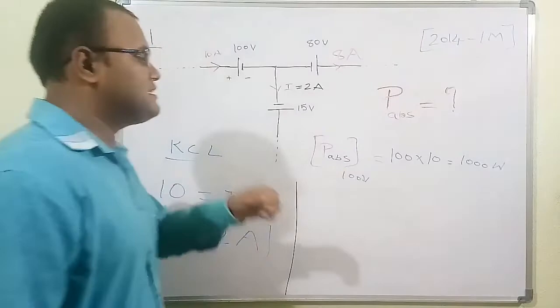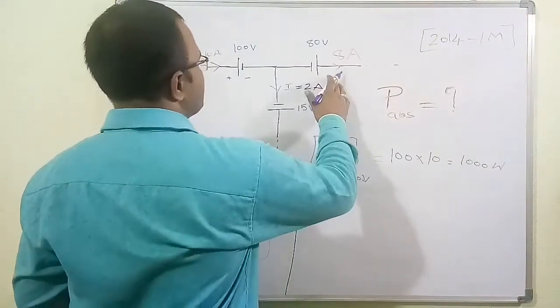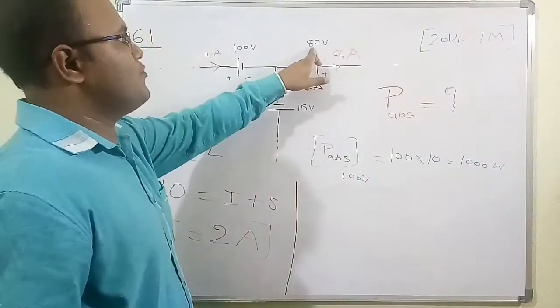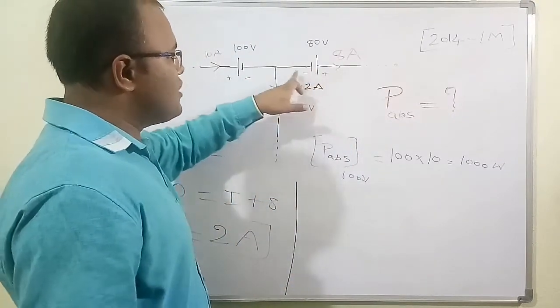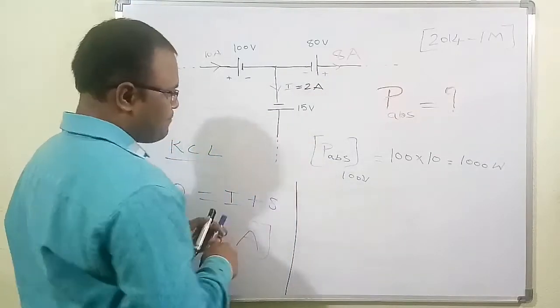1000 watt amount of power is absorbed by the 100 volt voltage source. If you see here also, this is negative and this is positive. So for the 80 volt voltage source, the current is going from negative to positive, so this element is going to deliver power.